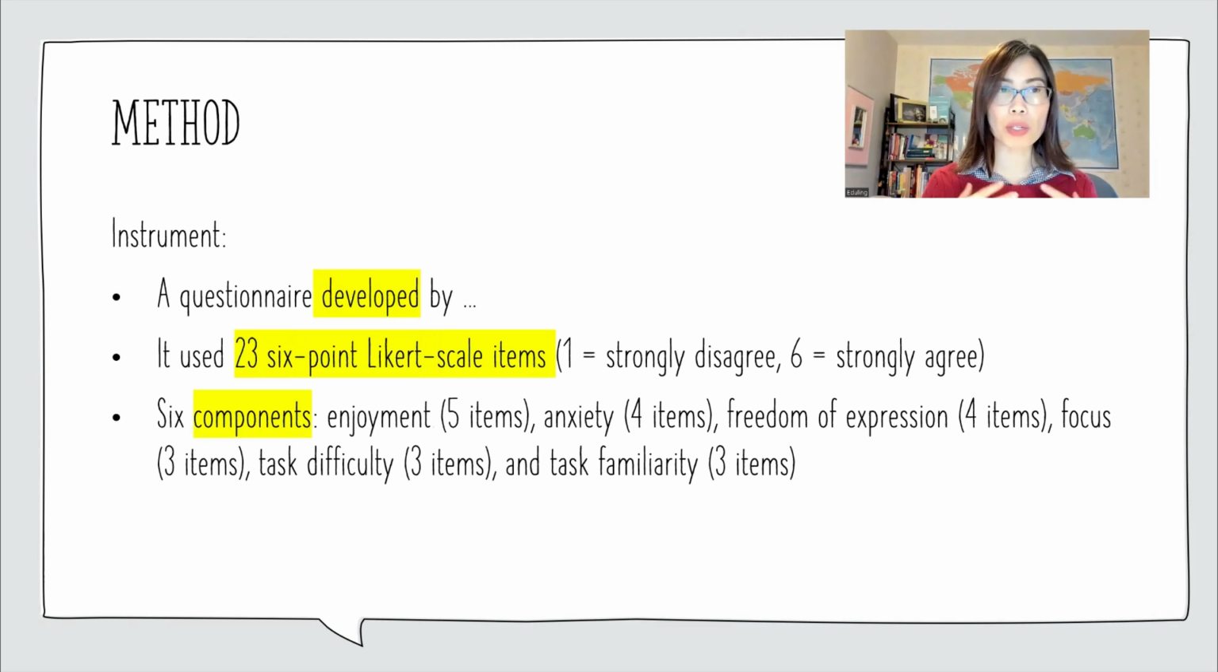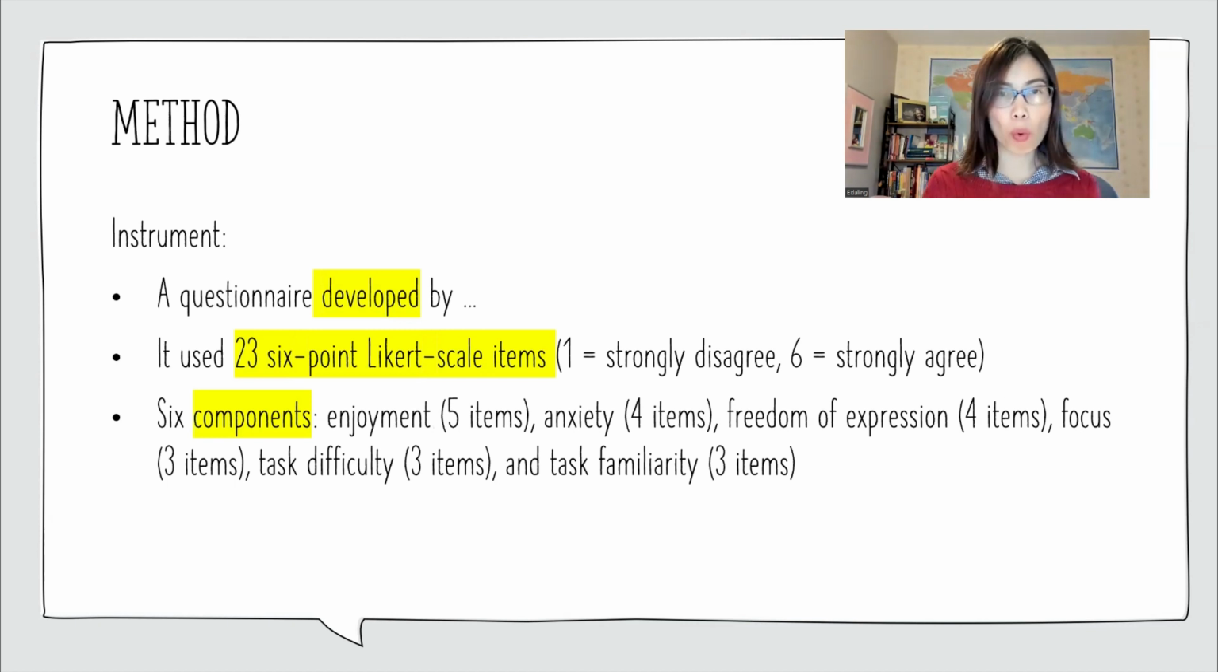And then you need to also describe the instrument. And in this case, my instrument is also a questionnaire. So you may explain who developed the questionnaire, and you can say a questionnaire developed by so and so. It used 23 6-point Likert scale items. So you remember I explained these concepts in the previous week. Likert scale, 6-point, how many items, and you can use this sentence if you would like to in your paper.